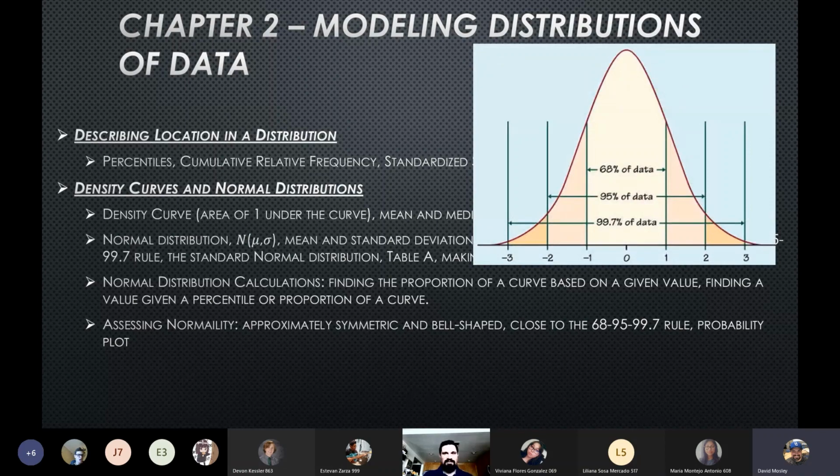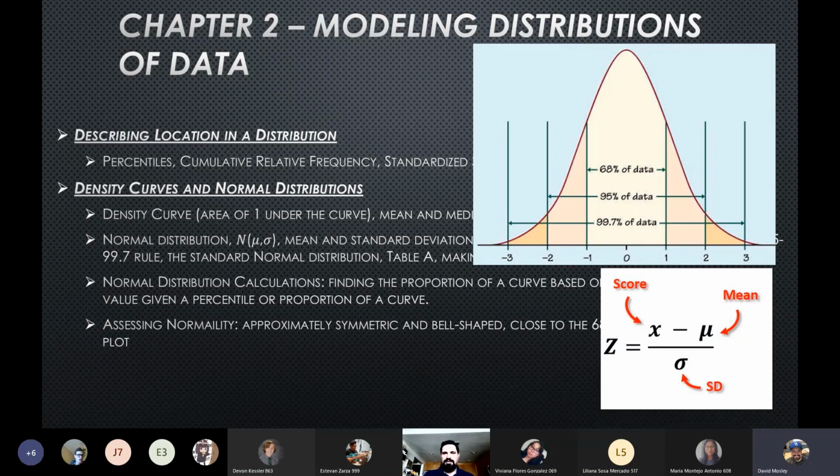Here's a picture of that 68, 95, 99.7 rule with a standard normal curve. And this is our basic z-score calculation, where x is the original score, mu is the mean, and sigma is the standard deviation. Different variants of this formula are what we've been using throughout the course.